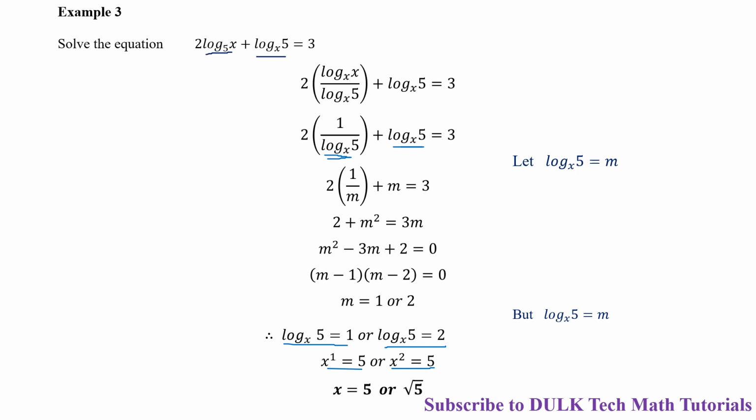Please note that we are taking the positive. We have x squared is equal to 5. When you apply the square root, we find plus or minus, but we are taking the positive only since we are in the set of real numbers. Remember, this is the base of this logarithm, so we can't have a base which is negative, so we are taking positive root 5 only, and that's our answer.